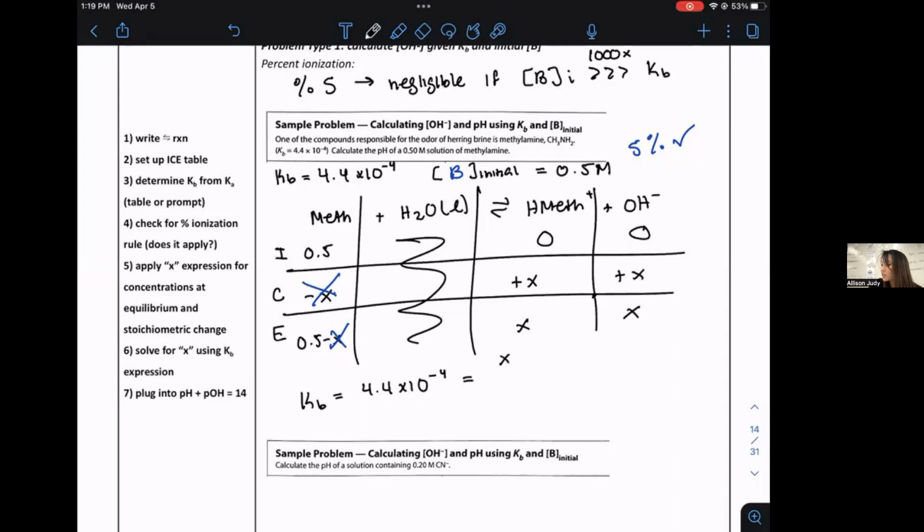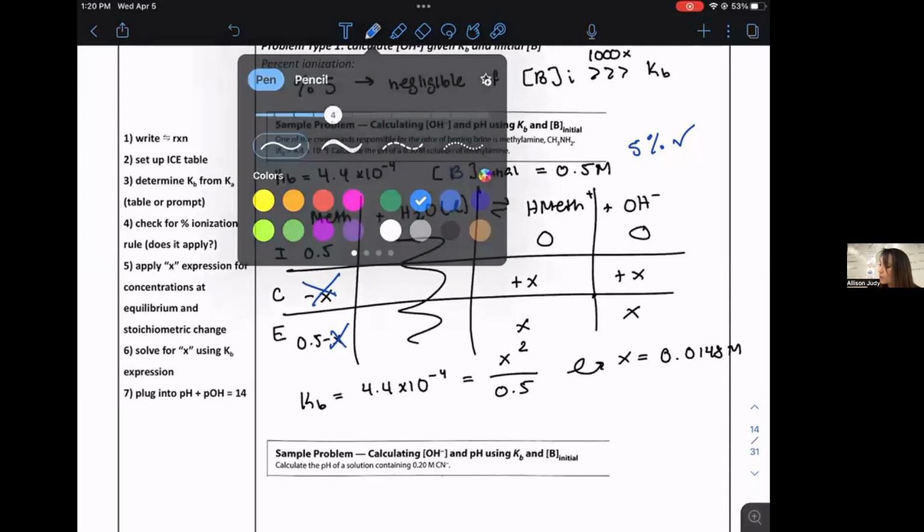Equals the two ions multiplied by one another. So X squared for the equilibrium concentrations of each ion produced, over 0.5, which by the way will give us an X equal to 0.0148 molarity.